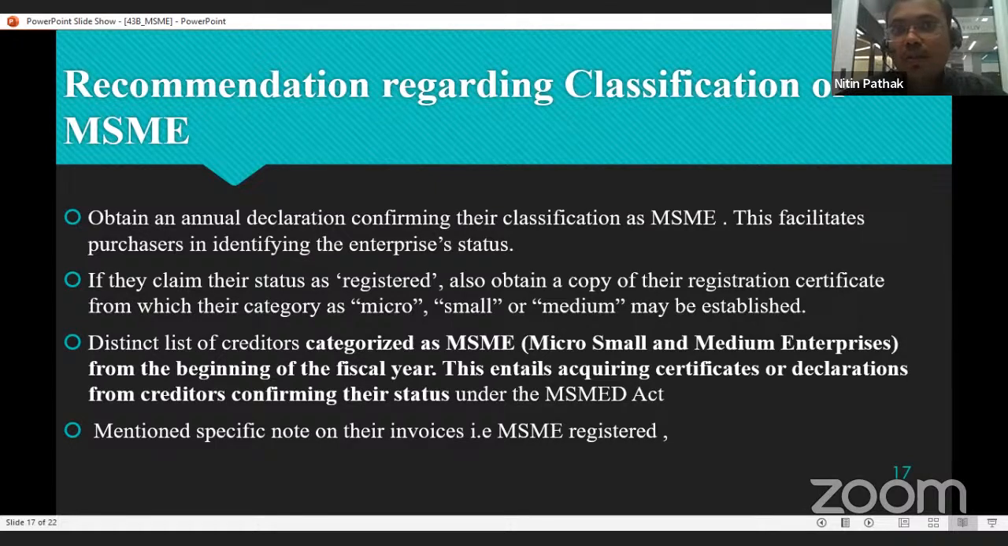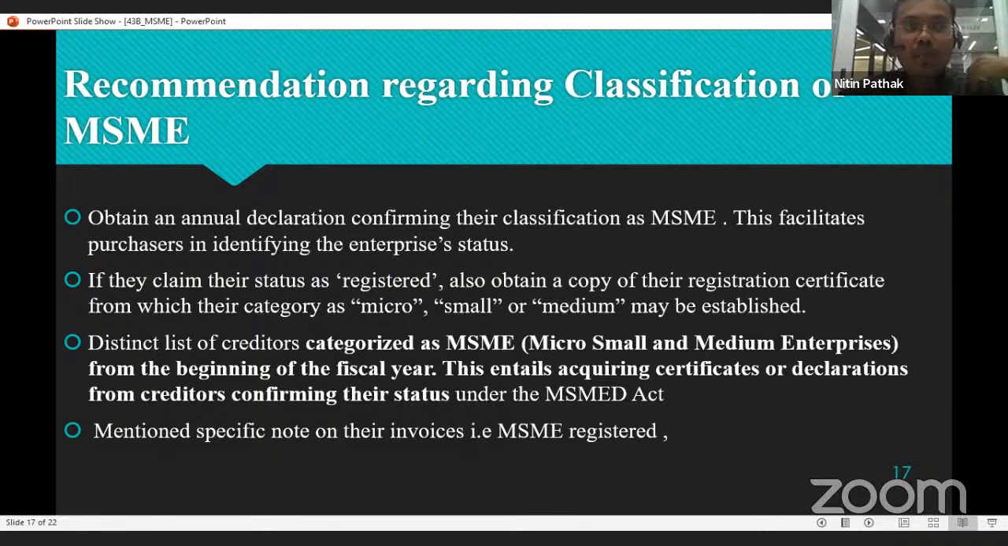What is the status under MSME, meaning small, micro or medium. If they claim status as registered, also obtain a copy of the registration, and the category, micro, small or medium, may be established. Maintain a distinct list of creditors categorized as MSME. From the beginning of the fiscal year, obtain the certificate or declaration from the creditor confirming their status under MSME.